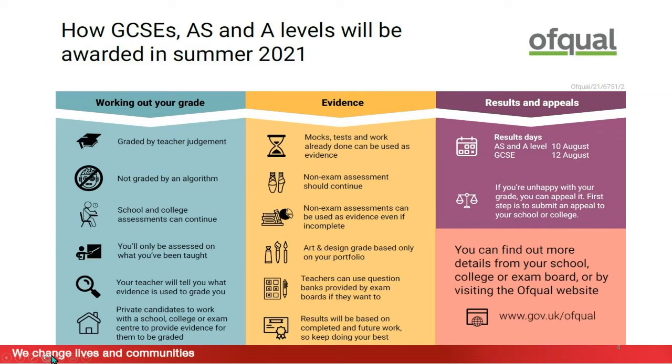Teachers will have conversations with students about the evidence that's being used to grade them, and we'll go through that with you tonight, which is important. In terms of results days, the results for GCSEs will be on the 12th of August. They're brought forward, and Helen will go through with you the appeals process at the end of this presentation. Next slide, please.